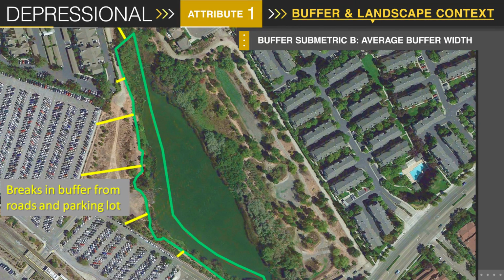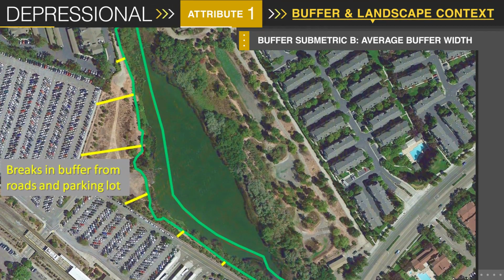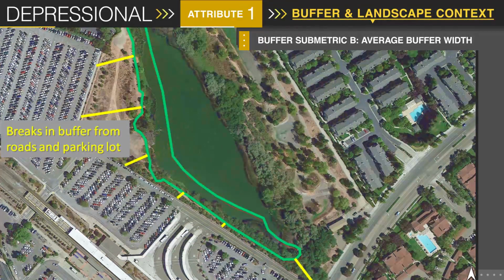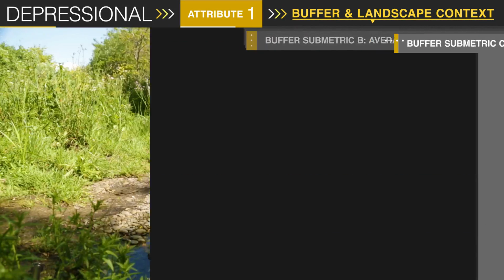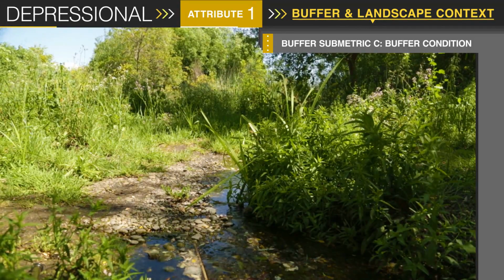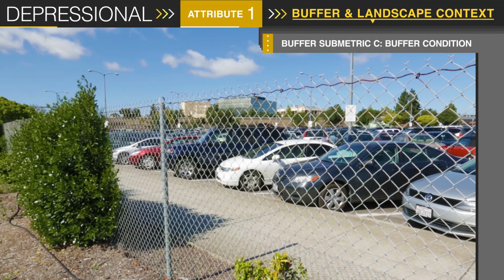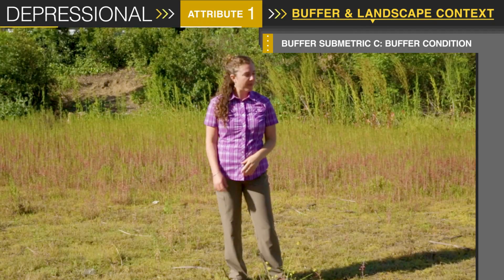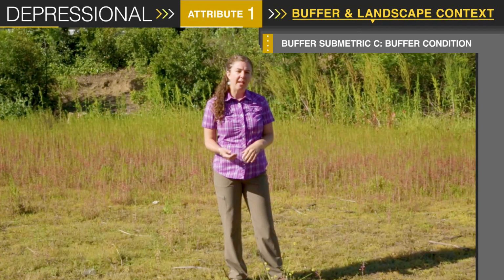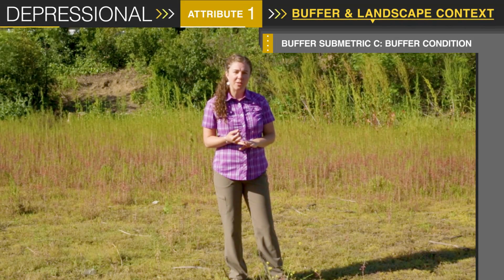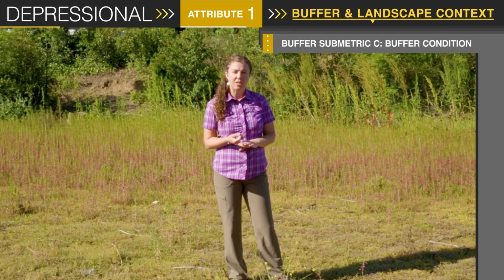When drawing your buffer lines, distribute the 8 lines radiating away from your assessment area, evenly distributed across the perimeter of the assessment area to where the buffer is broken. The buffer condition is assessed in the area where buffer is present. We don't look at the area outside of the buffer where buffer is broken, such as the parking lot above us. The buffer condition metric looks at the amount of native and non-native vegetation, the presence of soil disturbance, and the potential for human visitation.